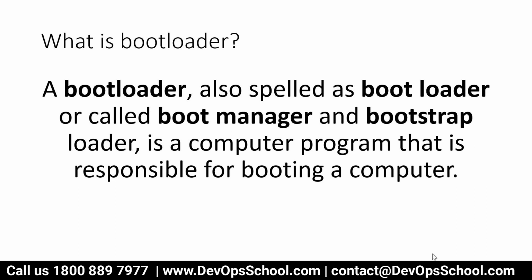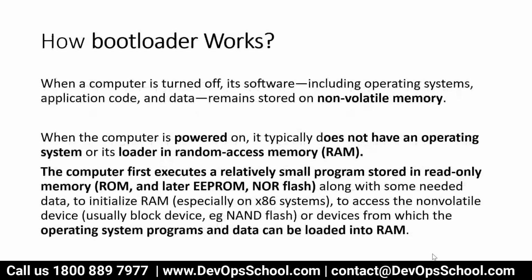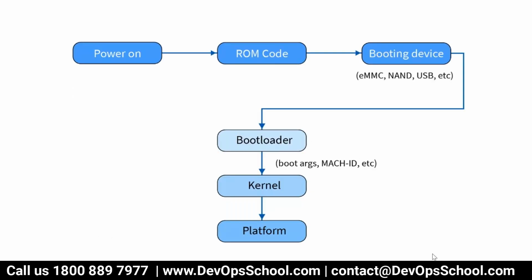So when you press switch on, first the bootloader loads, and then internally it loads the kernel. When a computer is turned off, its software, including the operating system, application code, and data, remains stored on non-volatile memory. When a computer is powered on, it typically does not have an operating system loaded in RAM. This is something important to understand. Look at the flow of it.